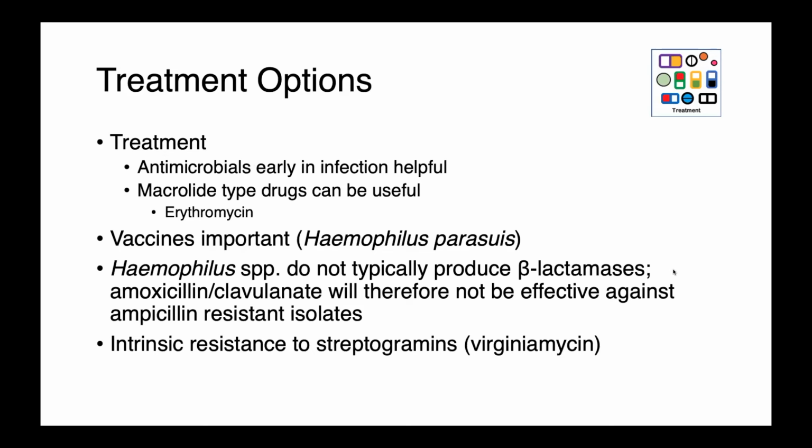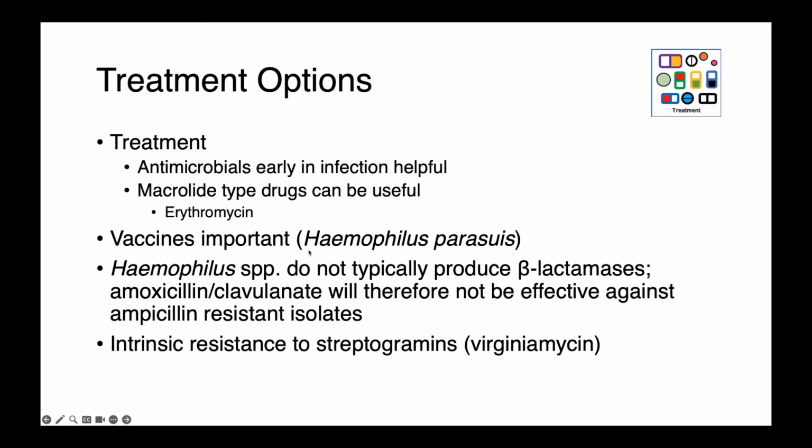Antimicrobials used early in infection can be very helpful. Macrolide-type drugs specifically, so things like erythromycin, perhaps tylosin, tilmicosin, tulathromycin, depending on the species you're dealing with. Vaccines are also really important for Glaesserella parasuis. This is a typo. It should be Glaesserella, not Haemophilus.